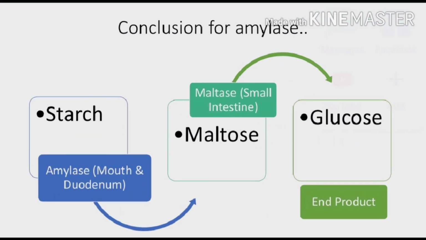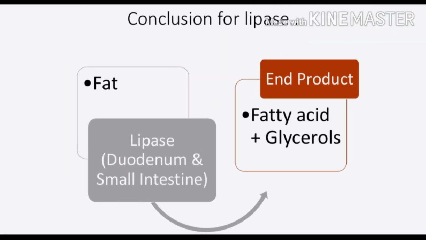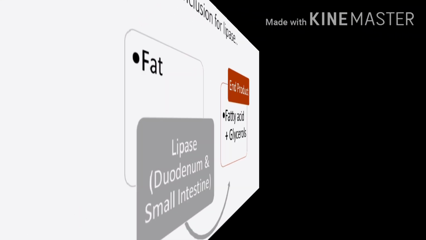Dear students, we will again recap the main points of human digestive system, that is conclusion. For amylase, it breaks down starch into maltose, and maltose converts into glucose, that is the end product for the amylase. And same for the lipase, it breaks down fat into fatty acids and glycerol, that is the end product for the lipase. You have to remember these points, these are the main important points for the human digestive system, that is function and importance of enzymes.